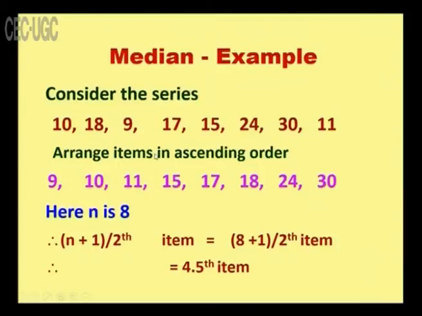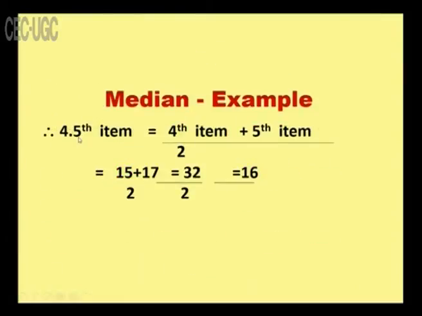Now, another example, where the number of items is even, and in the same way we have arranged the data in ascending order. Using the same formula (n plus 1) by 2 th item, that is 8 plus 1 by 2, that is 4.5. So in that case, how do we find the median? The 4.5th item is equal to the (4th item plus 5th item) by 2. That means the 4th item is 15, the 5th item is 17, so 32 by 2, that is equal to 16. And so, by this formula we can find the median.